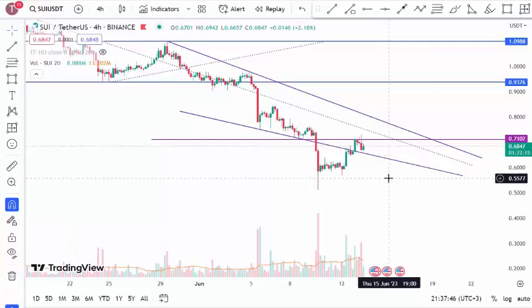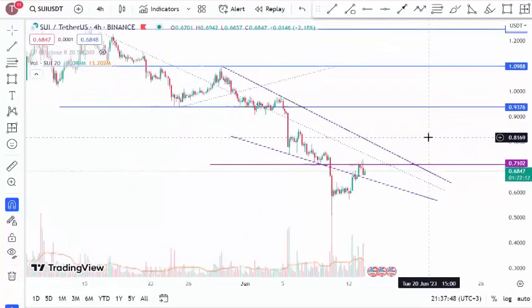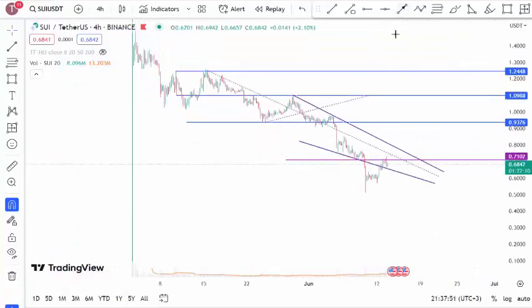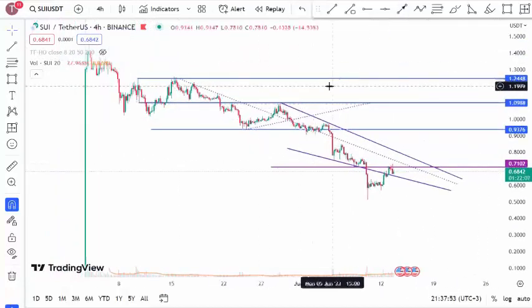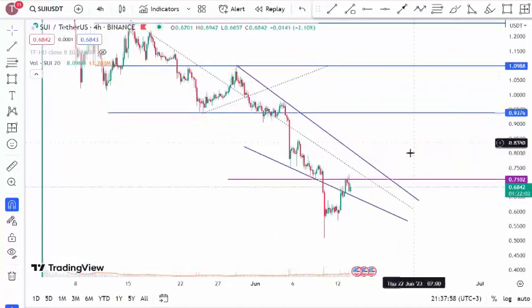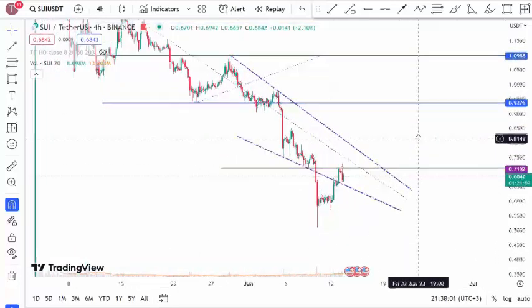Today, we will share the technical analysis of SUI coin. Let's start our examination from the 4-hour timeframe chart. As you can see, there are rectangular channels at the top, and we also have a mature descending trend channel.